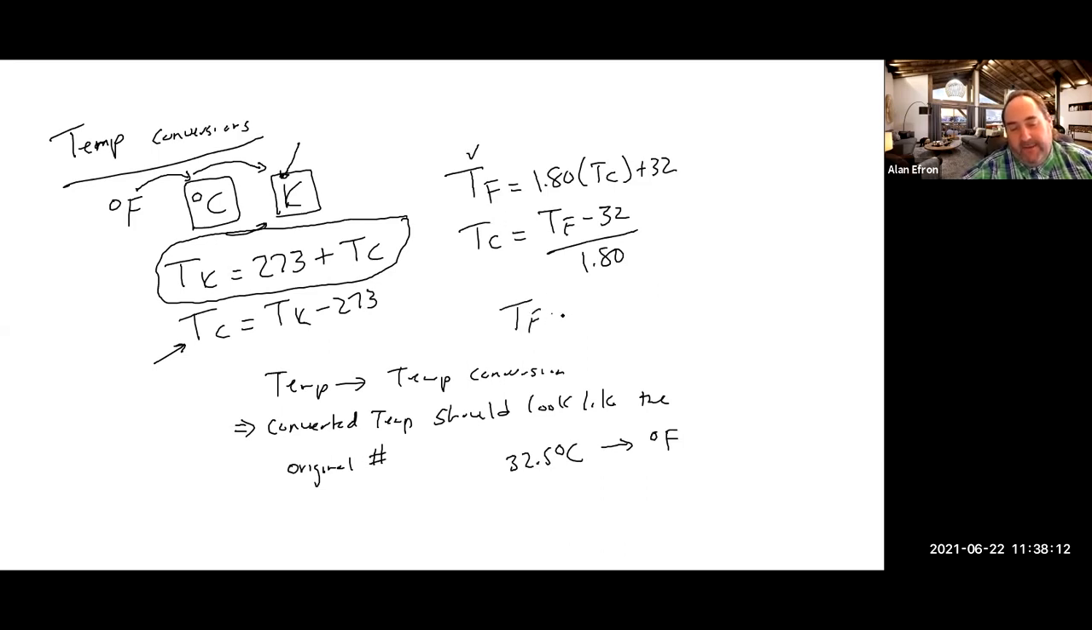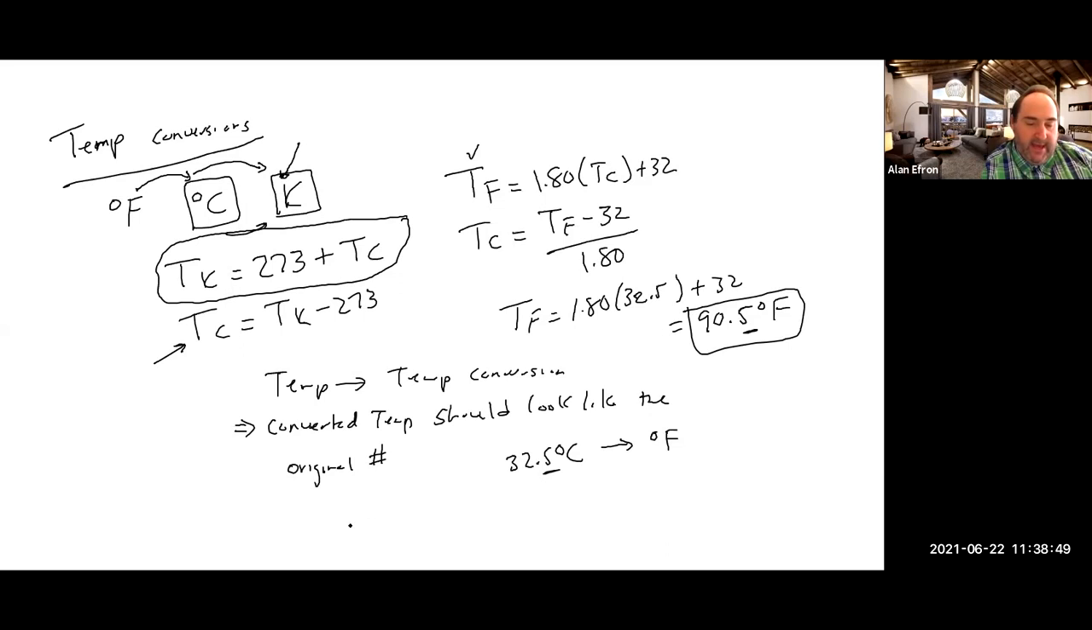Temperature in Fahrenheit would equal 1.8 times 32.5 plus a 32. And that gives me 90.5 degrees Fahrenheit. The original number went to 1 decimal place, so our converted number would also go to 1 decimal place.